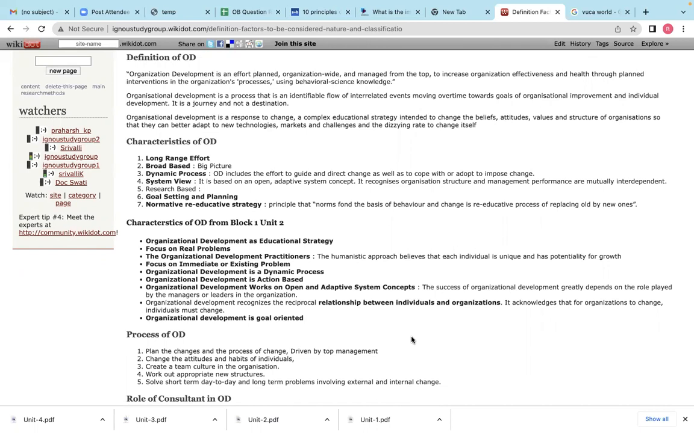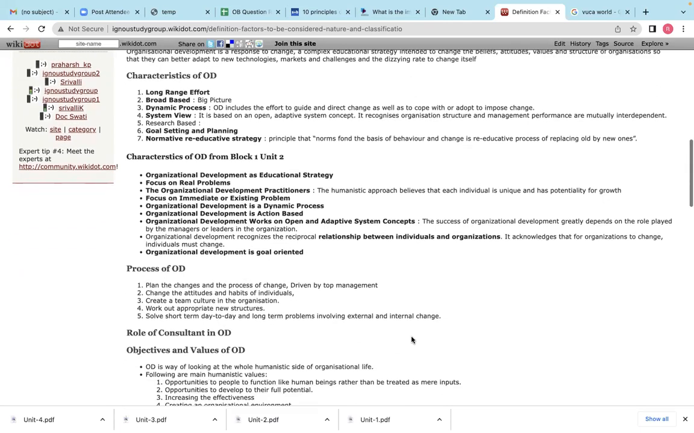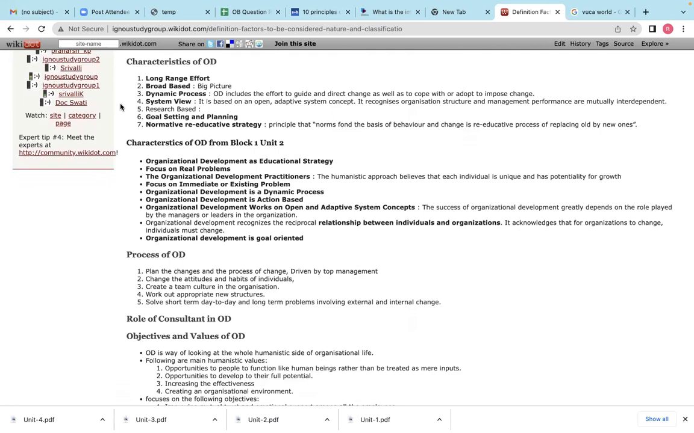So what are the characteristics of OD? It is a long range effort, it is broadband, so it gives a very big picture, it is a dynamic process, it's a systems view where we are talking about open system, adaptive, etc. It is based on research, goal setting, planning, and a normative re-educative strategy. Basically this could change the entire organizational culture, those kinds of things. Okay, so those are the characteristics of OD.